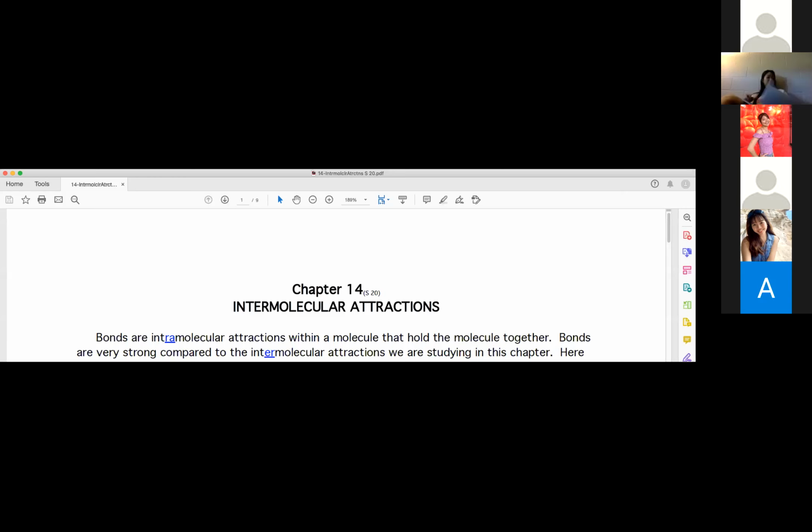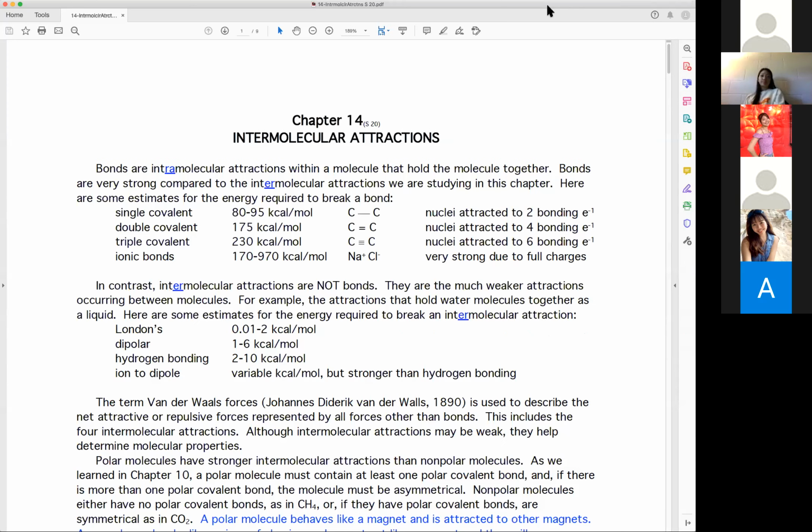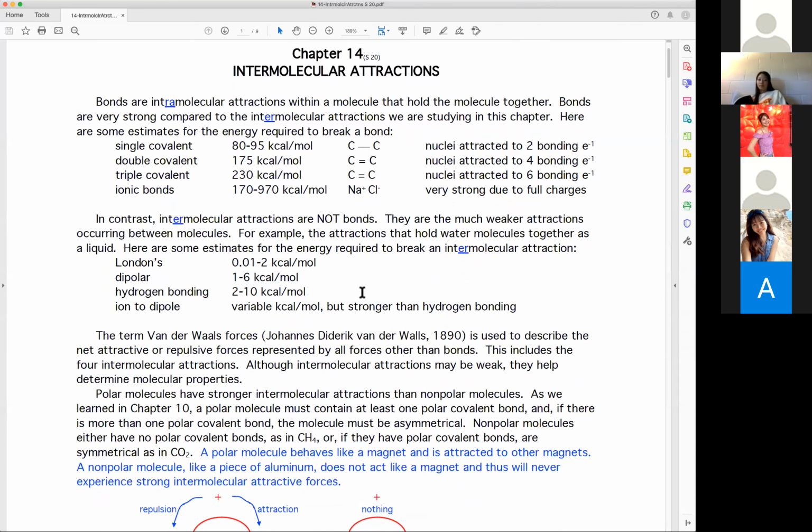And now we'll get to another chapter. This is also kind of short. I'm a biochemist. I'm not just a regular chemist. And to me, I think about attractions for everything.